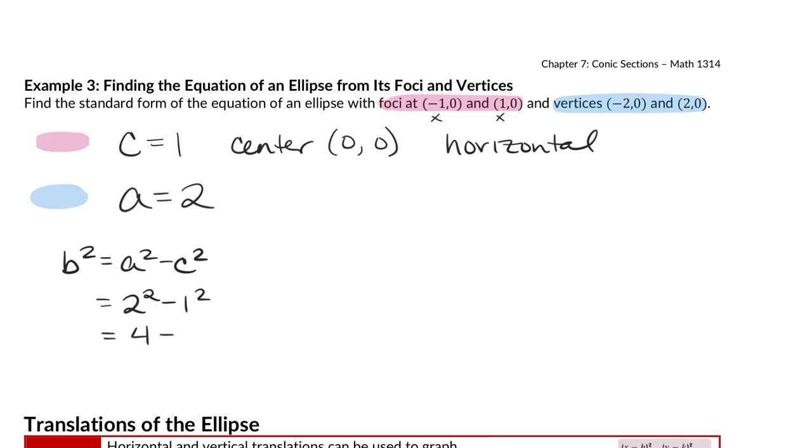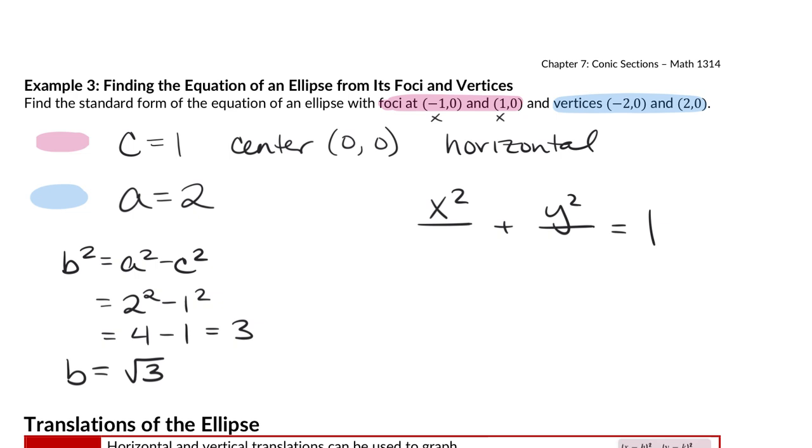2 squared is 4, 1 squared is 1, that's 3. If B squared is equal to 3, then B is equal to square root of 3. It's just a little quick algebra moment. If I have A and I have B, I have enough information to write the equation. The equation should be x squared over some number plus y squared over some number equal to 1. We need to figure out where to put the numbers A and B. Since this is a horizontal ellipse, am I going to put the larger number under the x or under the y?